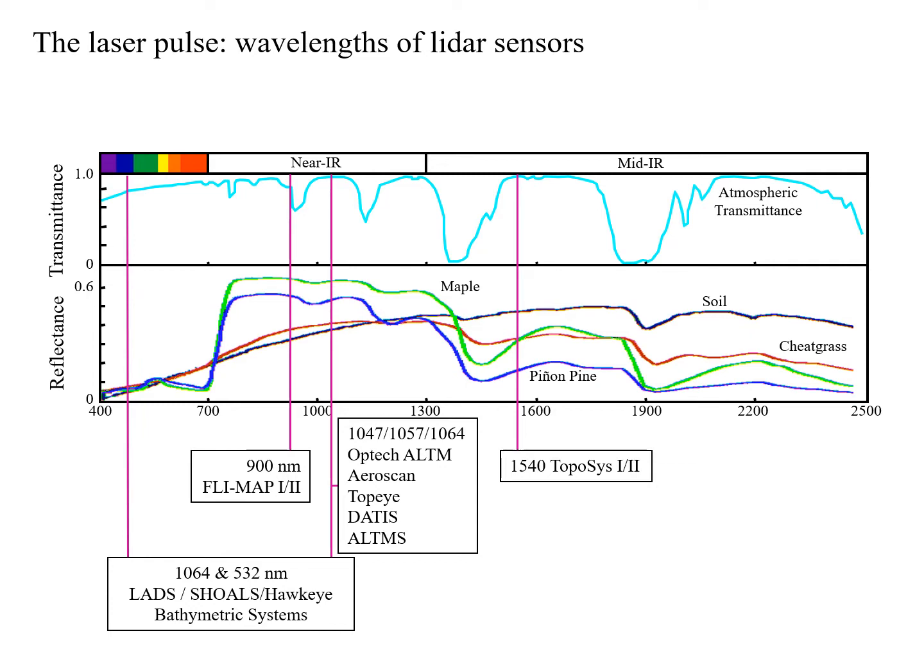Most of these bathymetric systems can see to around 4 Secchi disks. So you're doing a lot better than your eye, but beyond 10 meters or so, they can become unreliable unless you're in very, very clear water. And finally, there have been some systems that have worked at 900 nanometers, like the FlyMap system. But again, in general, it's about 1064 for terrestrial observations and about 532 along with 1064 for bathymetric observations.